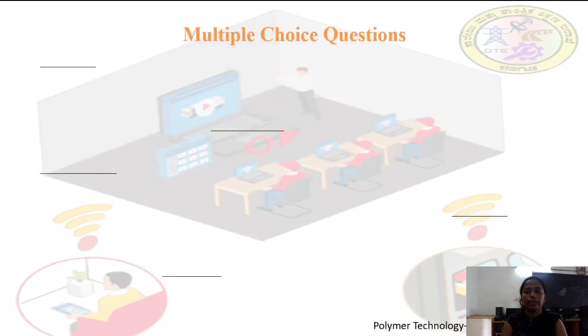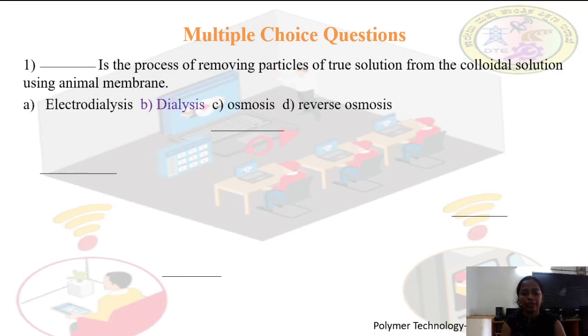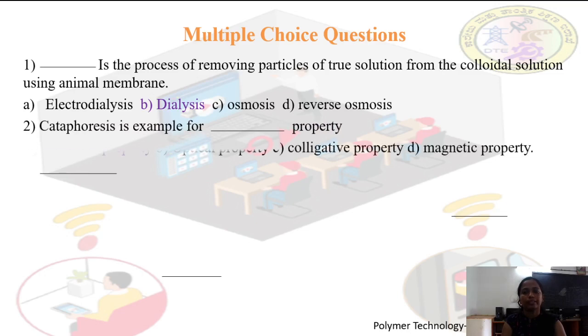Multiple choice questions. First one: dash is the process of removing particles of true solution from the colloidal solution using an animal membrane. A. Electrodialysis, B. Dialysis, C. Osmosis, D. Reverse osmosis. The answer is B, dialysis. Second one: cataphoresis is an example of dash property. A. Electrical property, B. Optical property, C. Colligative property, D. Magnetic property. The answer is A, electrical property.